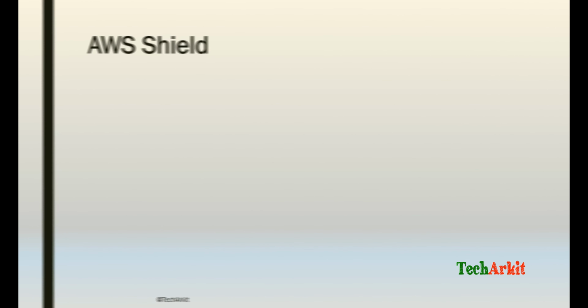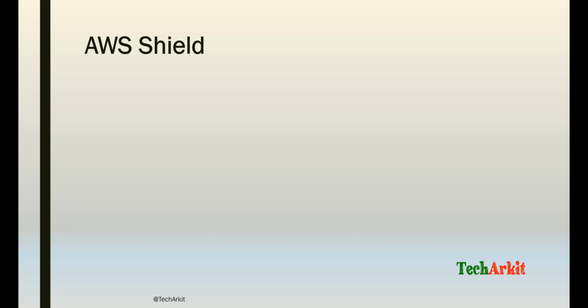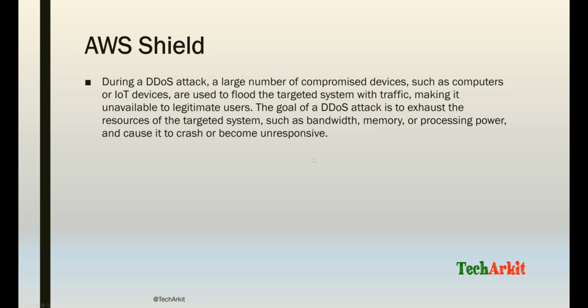So let's see, the next service is going to be AWS Shield. What is the Shield here? To understand the Shield, you first have to understand what DDoS is. During a DDoS attack, for example, a large number of compromised devices such as computers or IoT devices are used to flood the target system with traffic, making it unavailable to legitimate users. So that's the DDoS attack.